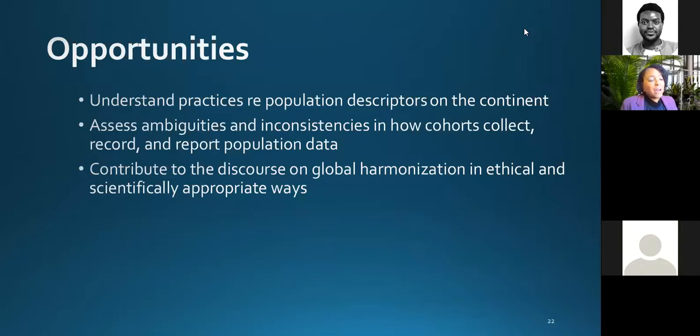And so I want to end and allow some time for discussion. What are some opportunities here? Opportunities to understand practices regarding population.